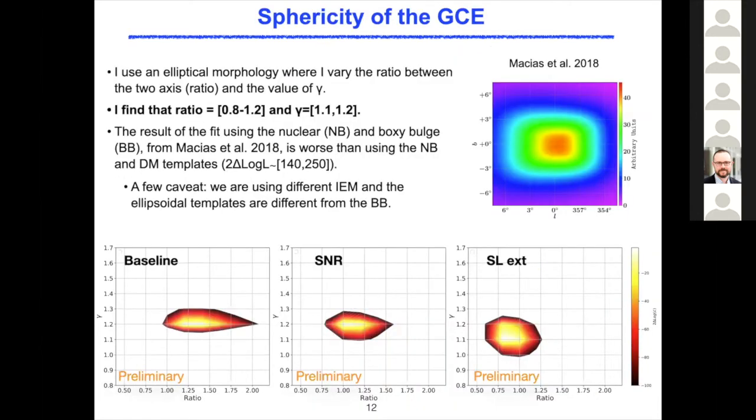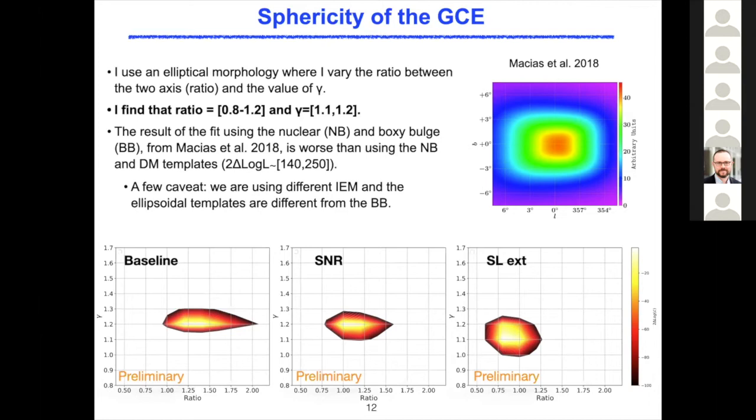Then we tested the sphericity of the galactic center excess, because recently Mattia and collaborators, since 2018, pointed out that with an interpretation of the galactic center excess as due to pulsars located in the galactic bulge, and also using the nuclear bulge, you can fit the data very well, and in particular better than with a dark matter template. These templates are not spherically symmetric, so testing the sphericity of the galactic center excess is important to disentangle the interpretation of this excess.